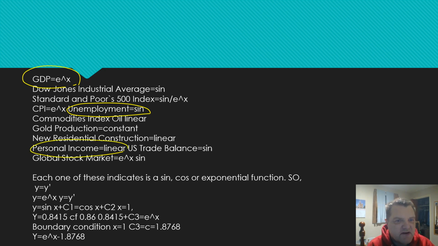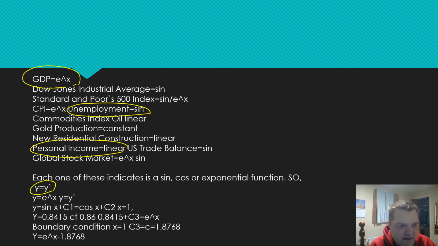So we use Standard & Poor's 500 index, we use the Consumer Price Index, unemployment, commodities index, oil, gold production, new residential construction, personal income, global stock market. Each one of these indicators is a sine, cosine, or exponential function. So y is equal to y prime. That comes out of astrotheology. Function is equal to the derivative. Y is equal to e to the power x.